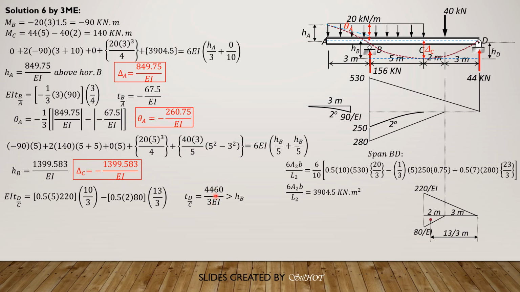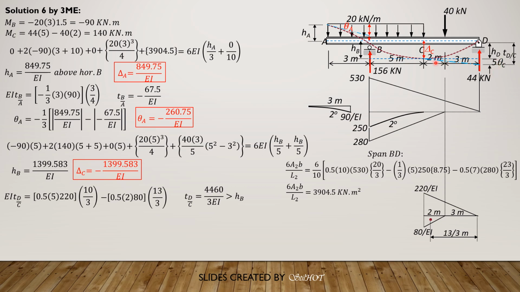Expressed in decimal, that's greater than HB or HD. So the deviation of D relative to the tangent at C is greater than HD. That means the tangent at C should be depressed downward, so that this vertical distance is greater than HD. And that's positive, meaning D is above the reference tangent. If this is theta C here, and the distance is 5, then this is 5 times theta C, and the whole vertical distance is the deviation of D relative to C.